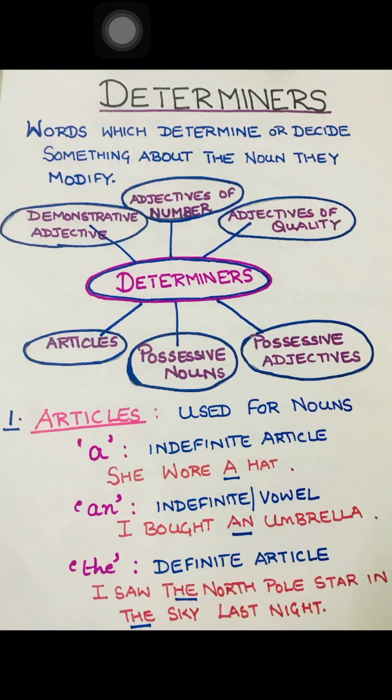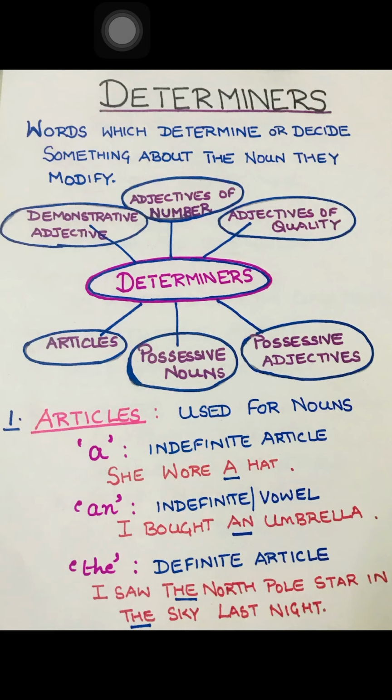So, we can take up articles first. A, an, and the. You all must be aware of these 3 articles. Today I will help you with the basics so that you can use them easily and even correctly in your sentences. Articles are a kind of determiner, so they are always used for nouns and are placed before a noun.